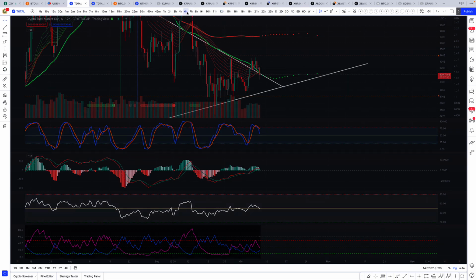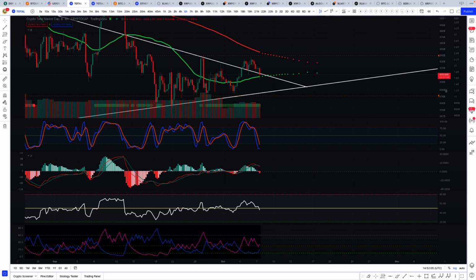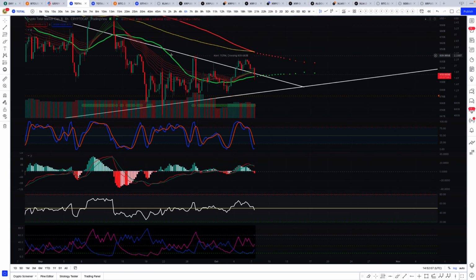Then we got the 6-hour chart. This closes in 3 hours, but we flipped the 50 moving average here. We're holding as support. We're trying to flip the EMA ribbon to bullish. If we can just hold where we're at, get back above here, start working our way up and get above this 950 billion, then we're in the clear.